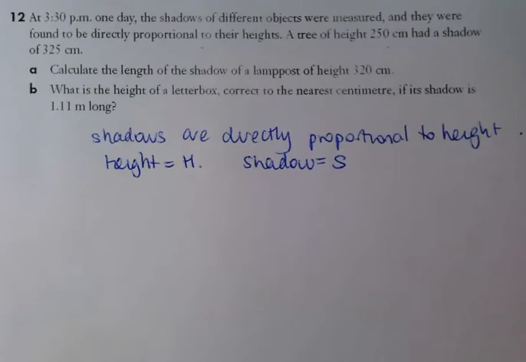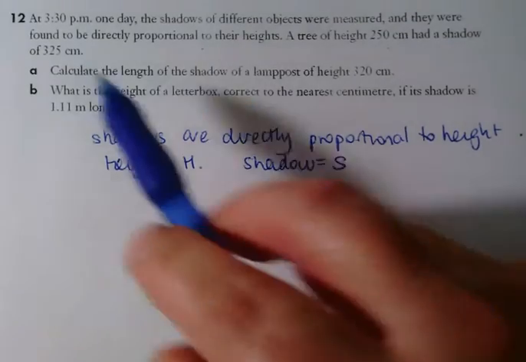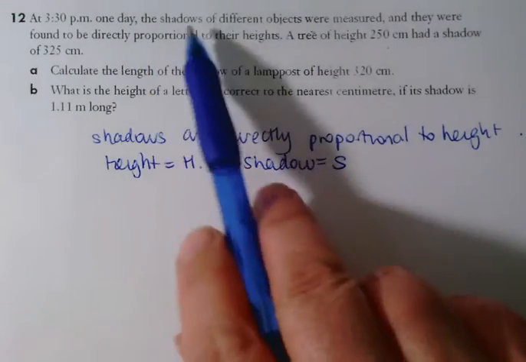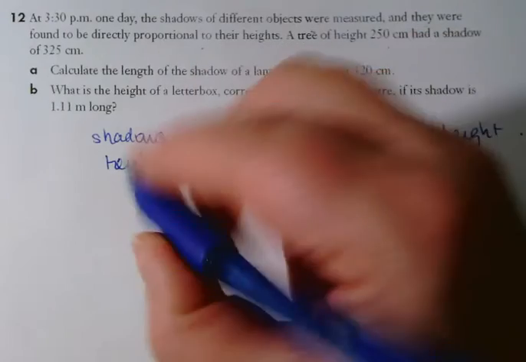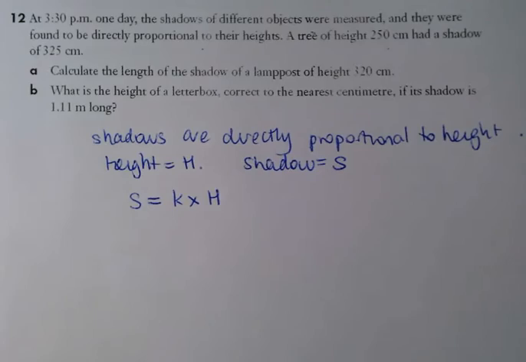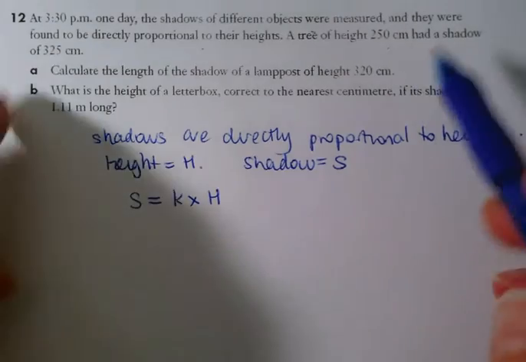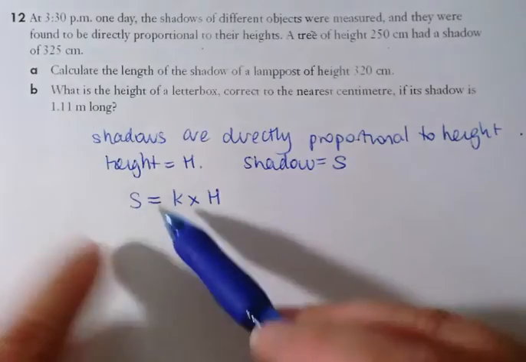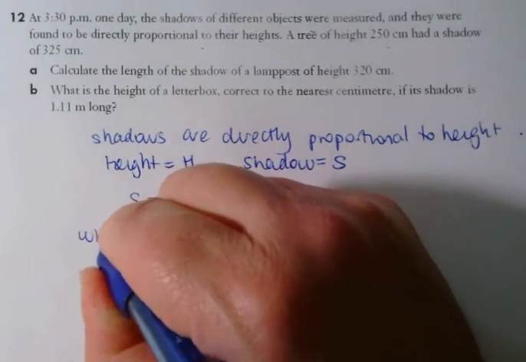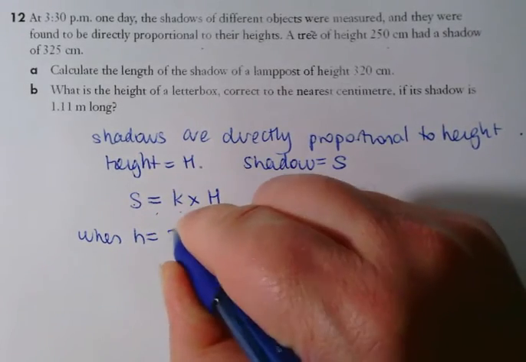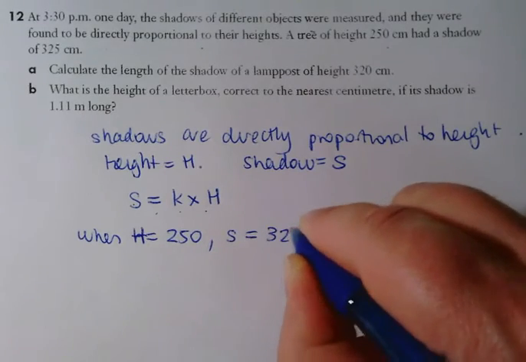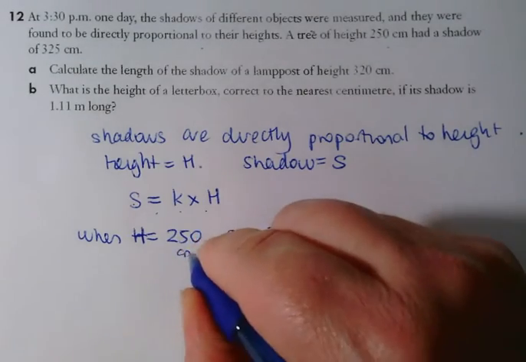Okay, so we know that the shadows are directly proportional to the height. So shadow equals k times height. So you have to read the question out, and it says the shadows are directly proportional to the height. So you start with shadow equals k times the height. Okay. Now we know that when the height of the tree is 250, the shadow is 325 centimeters. Okay. So they're all in centimeters.